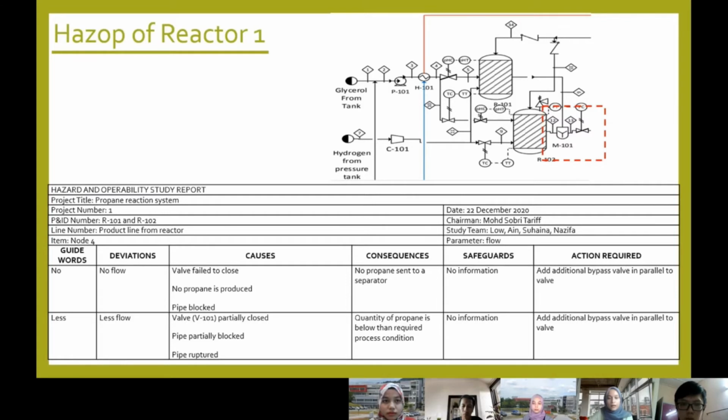The second guide word is Less, which is less flow. The causes are valve partially closed, partially blocked, and pipe rupture. The consequence is the quantity of the propane is below the required process condition. So the action required is to add an additional bypass path in parallel to the path.